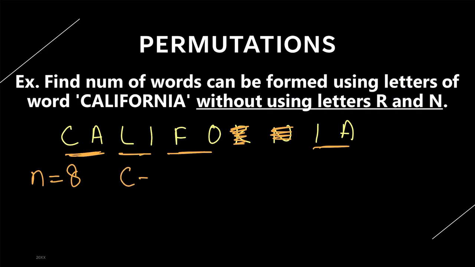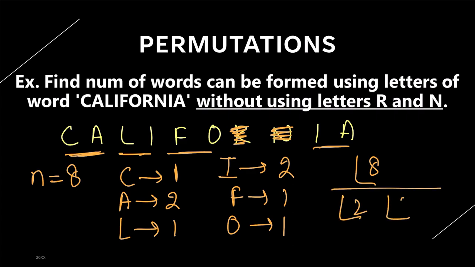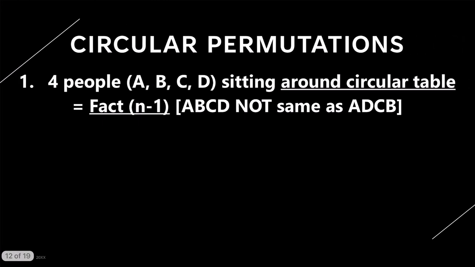So C is repeating how many times? 1 time. A is repeating 2 times. L is repeating 1 time. I is repeating how many times? 2 times. F is repeating 1 time. O is repeating 1 time. I hope this is clear. So the answer is 8 factorial divided by 2 factorial divided by 2 factorial, same as the last question which we have seen in the last slide. I hope this is clear. Permutation, basic of permutation. Now moving on. Basic permutation is done. Now we are going to move to circular permutation.